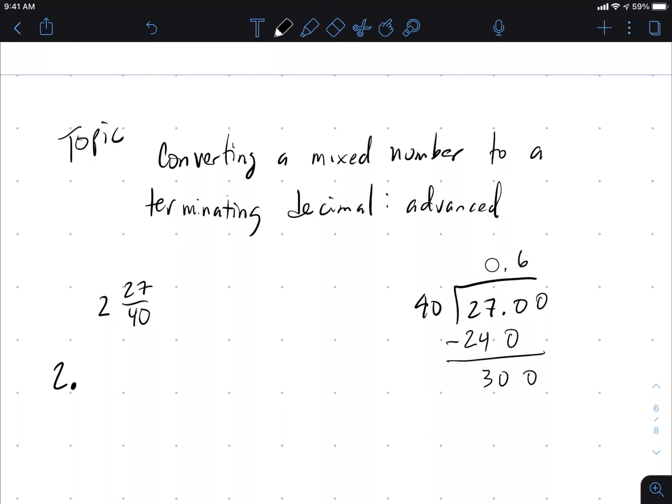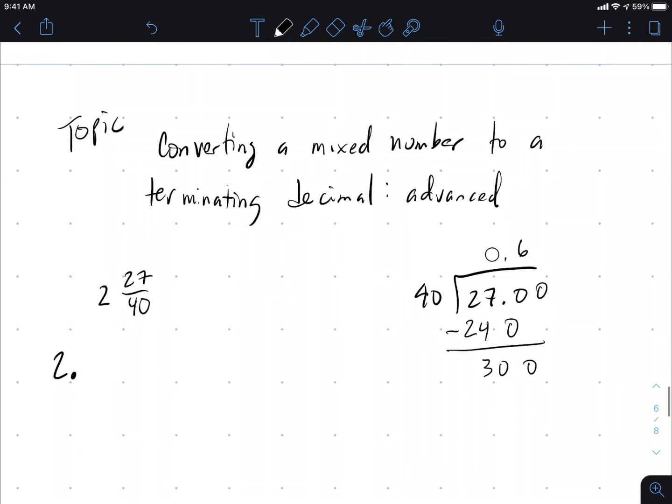Professor, I can't see the screen anymore. Is anyone else having that issue? It kicked me off and it went back on. Oh, now I can see it. Okay, I can see it now.